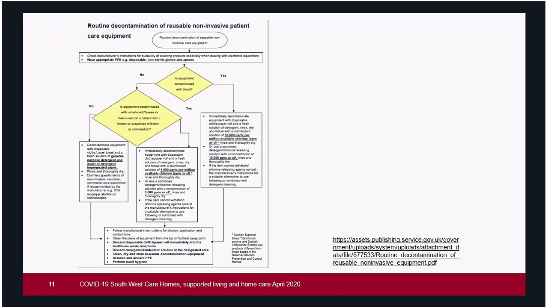Residents should have their own designated equipment which remains in the room. So if this is not possible, then equipment must be decontaminated after removal. So that includes cleaning and disinfecting as previously described. This table is available on the gov.uk website in the infection control guidance and has been circulated to you.